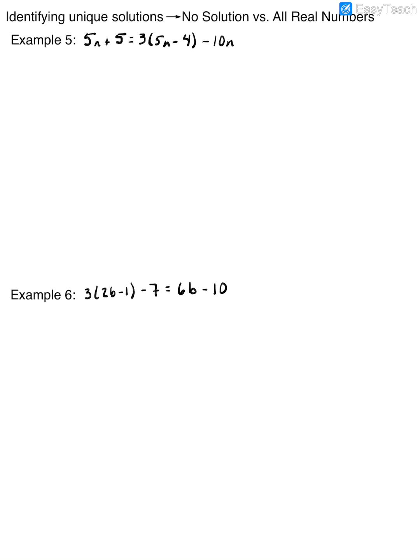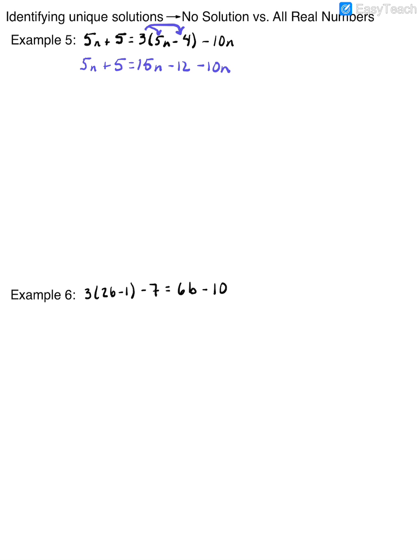So the thought of solving here is exactly the same. There's no difference between what we just did and right now. So let's keep on going with how we've been doing stuff. Here I see parentheses, so I'm going to distribute the 3 to both the 5n and the negative 4. I'll bring down the rest. So 3 times 5n gets me 15n. 3 times negative 4 gets me negative 12. And I bring down the minus 10n.